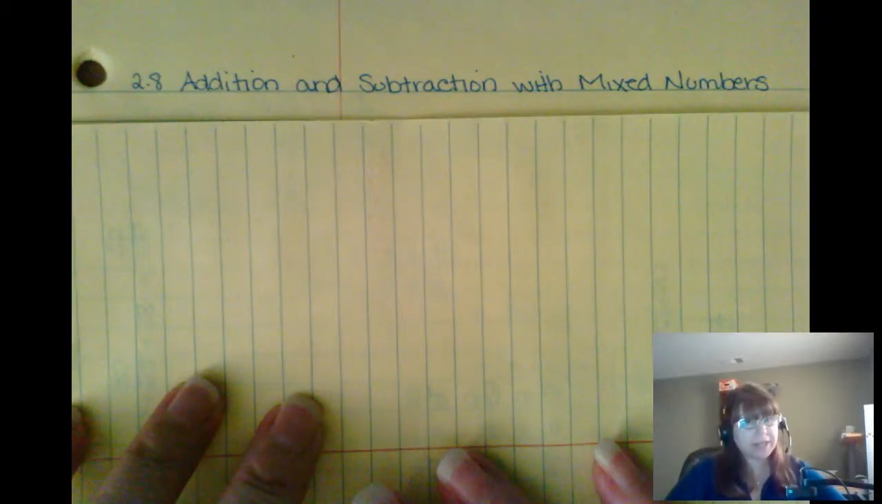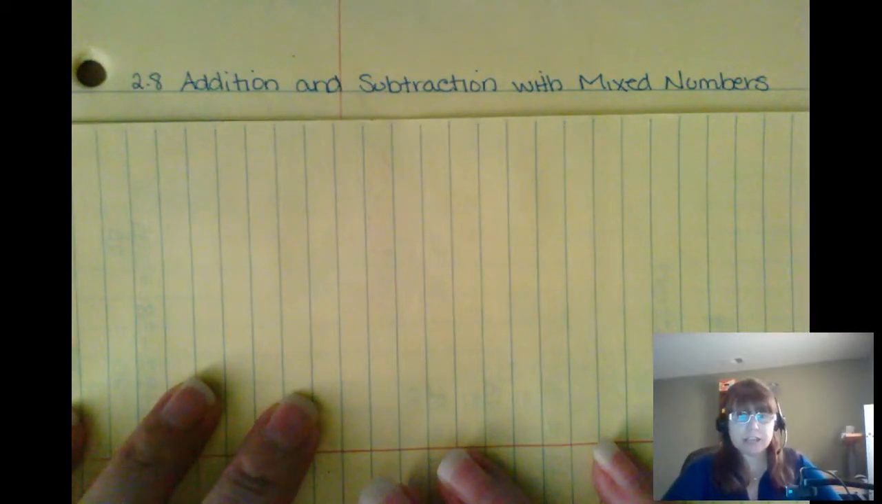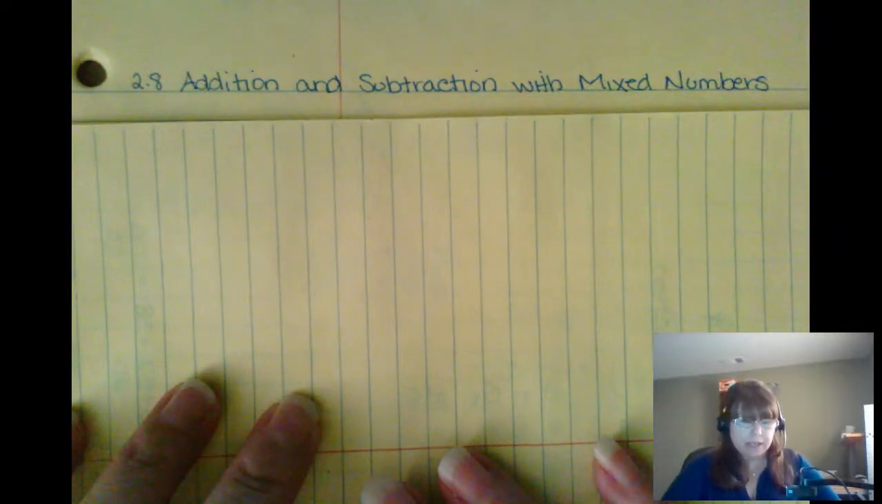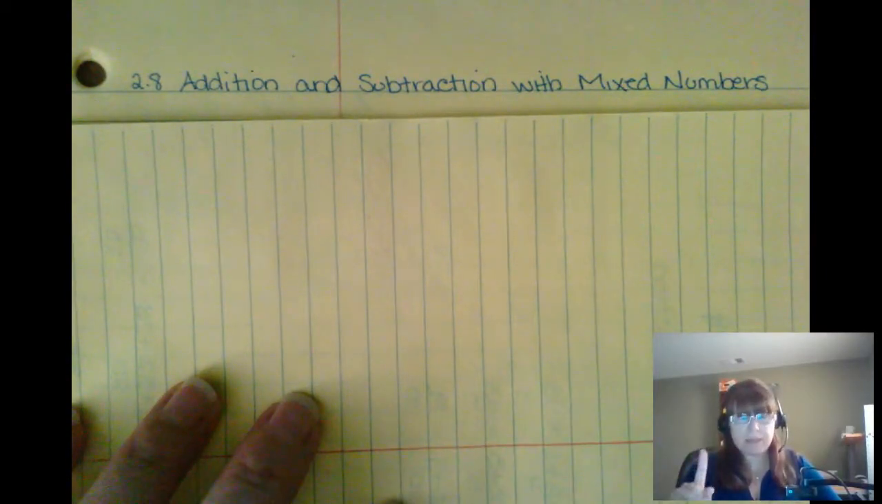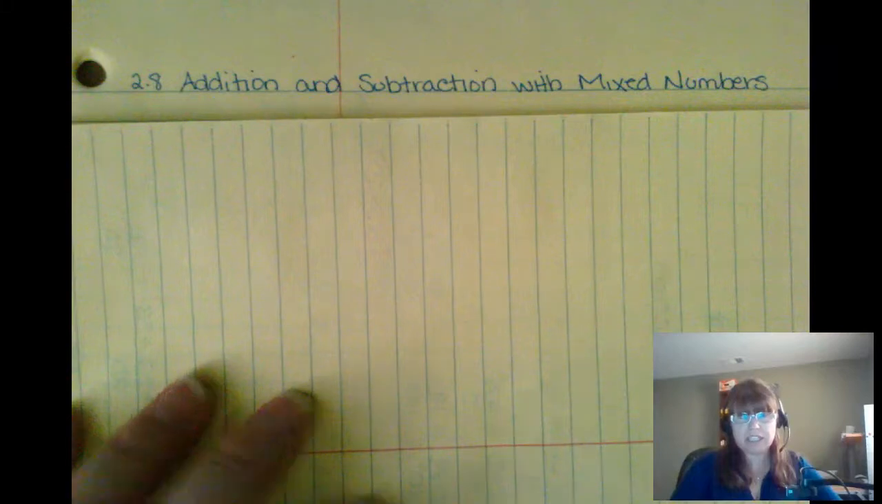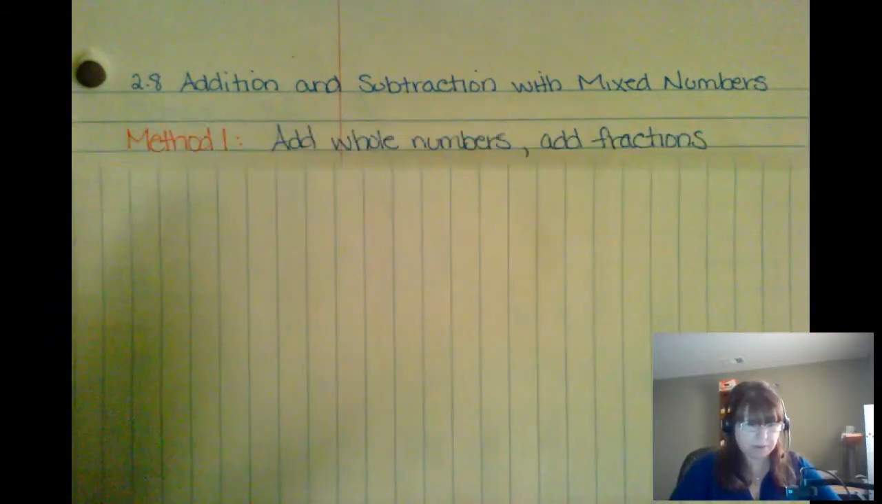Welcome to Lecture 2.8, Addition and Subtraction with Mixed Numbers. Now, just like fractions, there are some steps that we need to take when we work with mixed numbers regarding the same denominator. If it's the same denominator, the problem becomes much easier than when we have to find the lowest common denominator and proceed from there. So let's look at method 1 in solving addition with mixed numbers.